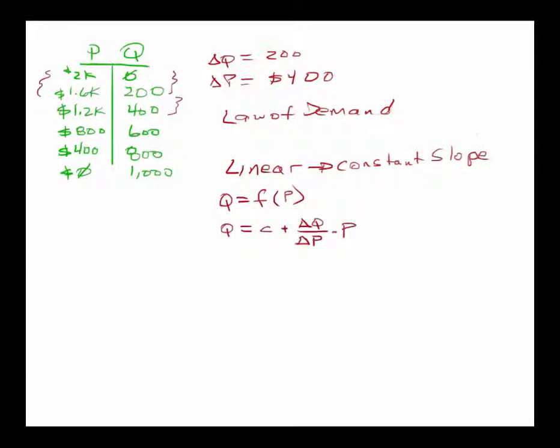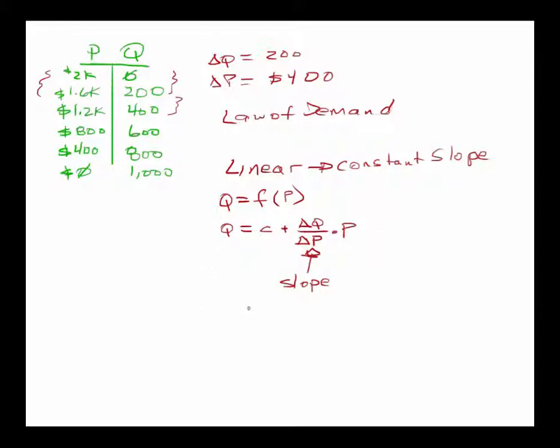In a linear demand function, the demand function becomes quantity is equal to some constant plus the change in quantity over the change in price times the price at any given point. This change in quantity over change in price is the slope of the demand function. And slope, by definition, is the change in one variable with respect to another variable. And in this case, the change in quantity with respect to price is constant, and therefore this is a linear function. So this form would be a linear functional form of the demand curve.